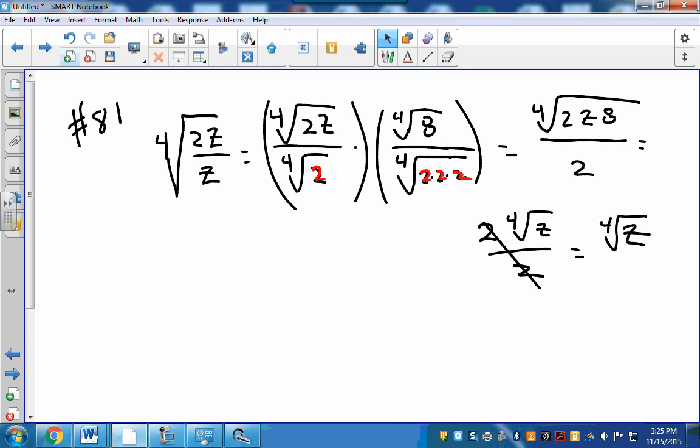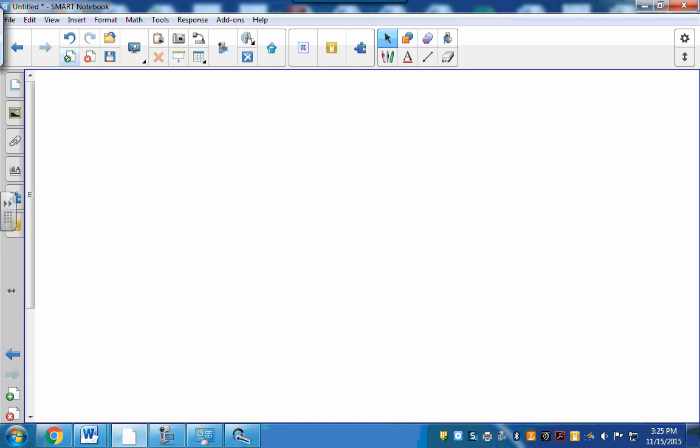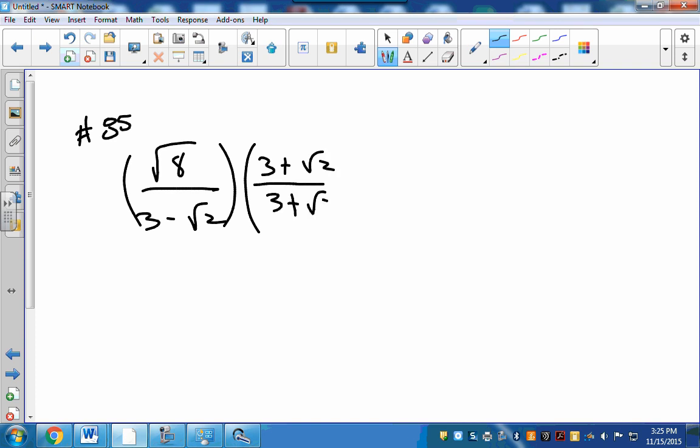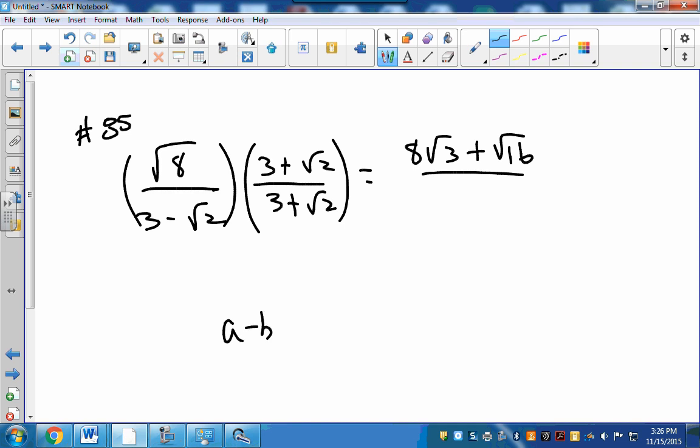Okay, these are rationalize the denominator problems again. Let's see, we've got number 85. These are going to be using conjugates. Okay, so 85, root 8 over 3 minus root 2, multiplied by 3 plus root 2 over 3 plus root 2. And up top, we got 8 root 3 plus root 16. And on the bottom, because it's conjugates again, a minus b times a plus b. Remember, always results in a squared minus b squared.